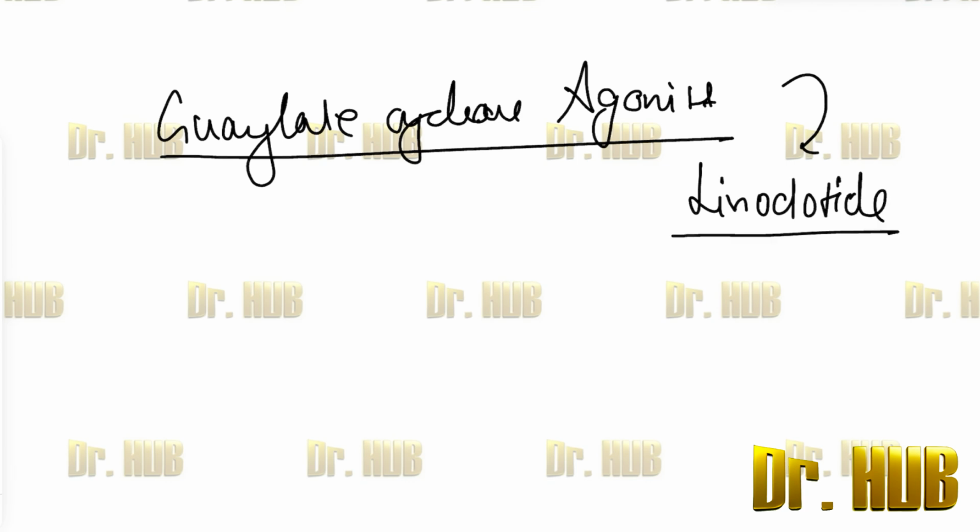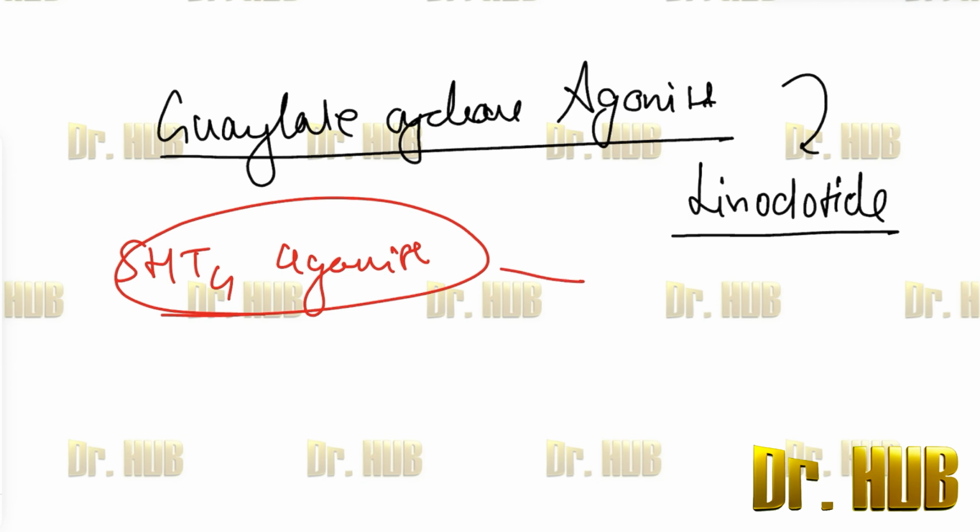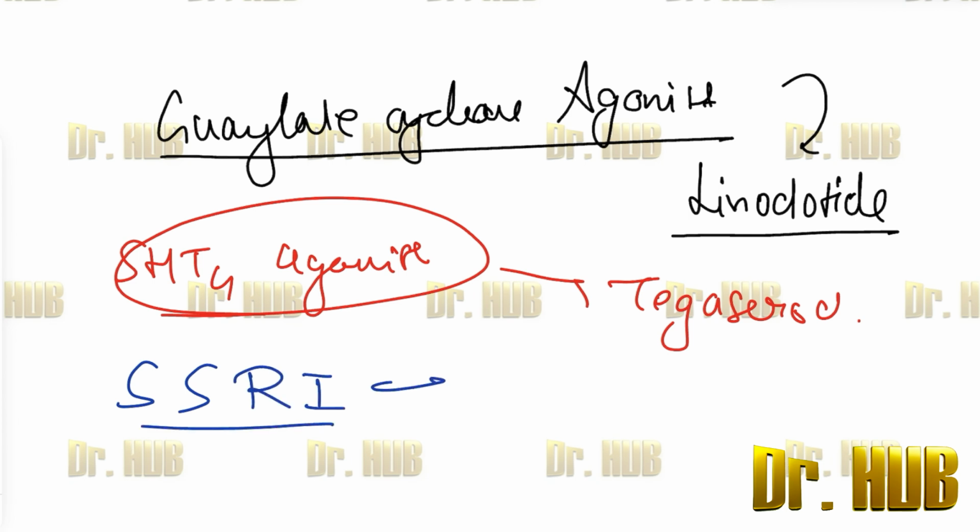Then we also have the 5-HT4 agonist. This is again for constipation. The 5-HT4 agonist is tegaserod. And lastly the SSRIs, that is selective serotonin reuptake inhibitors, that is paroxetine.